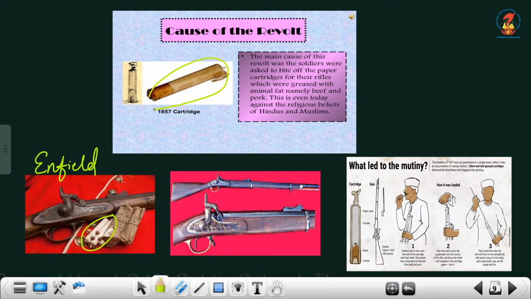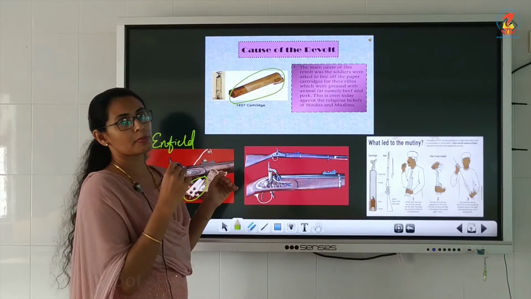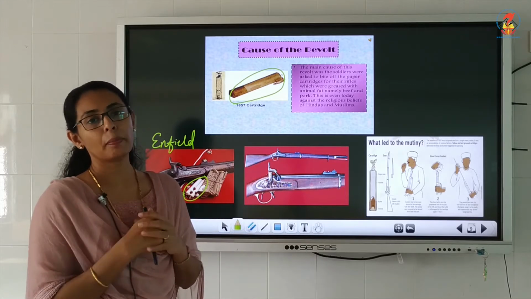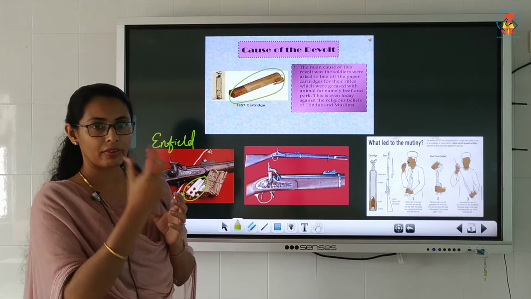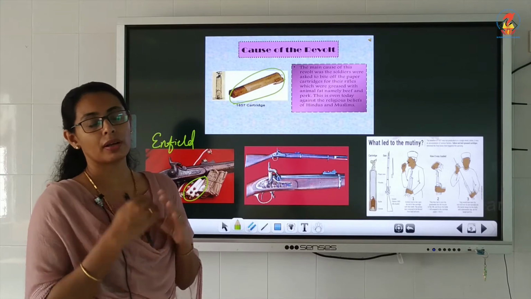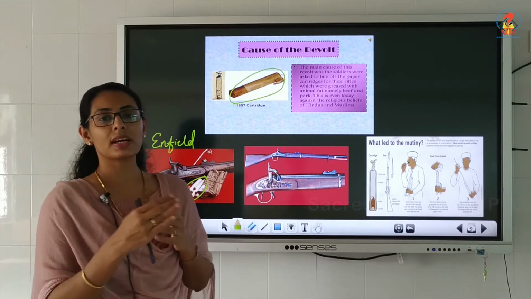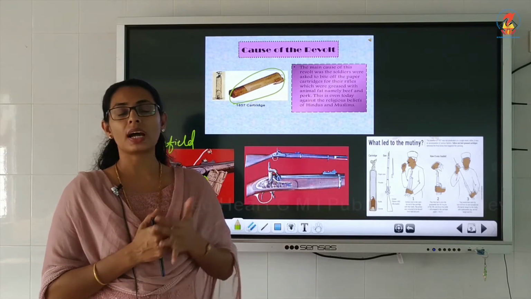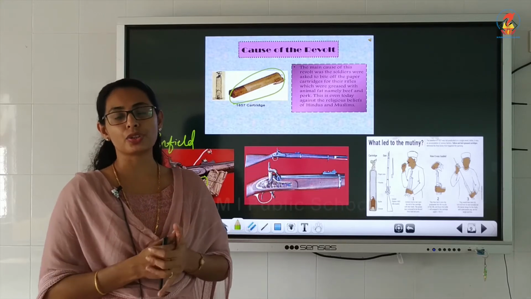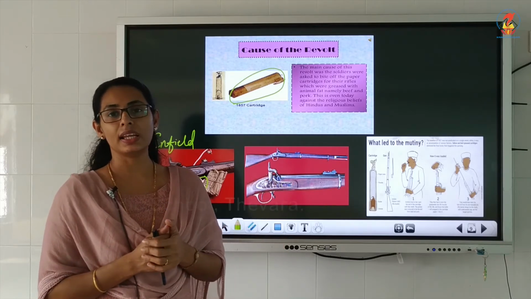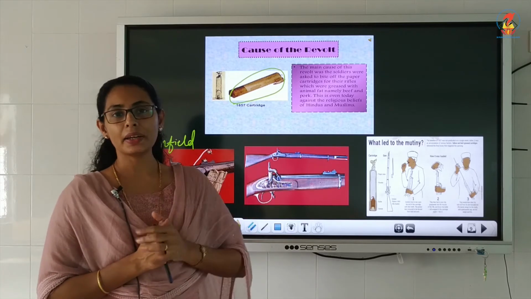This cartridge was covered with fat, and that fat was made from cow and pig fat. That particular wrapper was greased with animal fat, cow and pig fat. So this was against the religious practice of the Muslims and also the Hindus. They started protesting. They said they were not ready to use this cartridge, because using it would be against their religious belief.